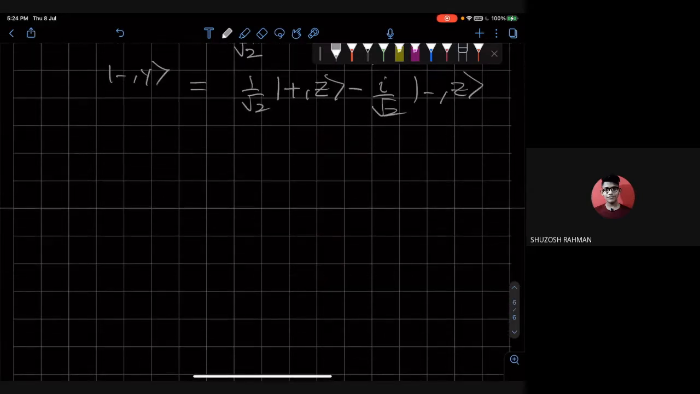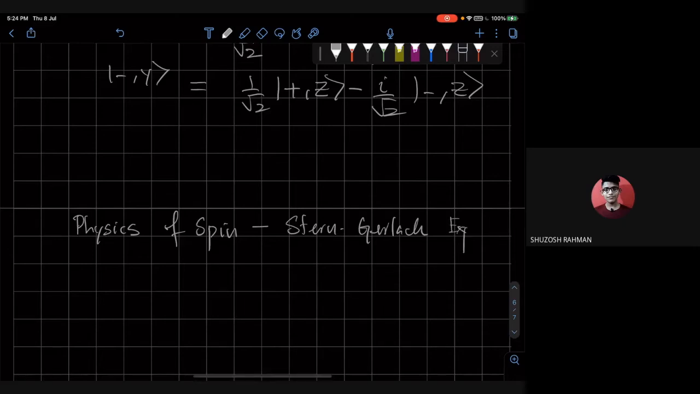Okay, so we're going to discuss the physics of spin, which in some sense we've been doing already. But we're going to do it using the Stern-Gerlach experiment. Okay. In some sense, the Stern-Gerlach experiment is one of the most quintessentially quantum experiments.